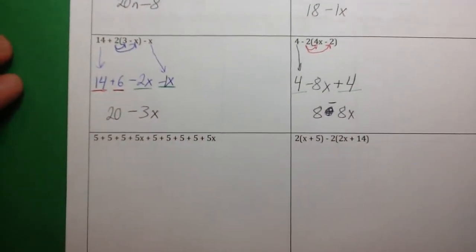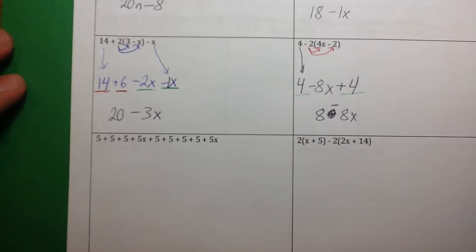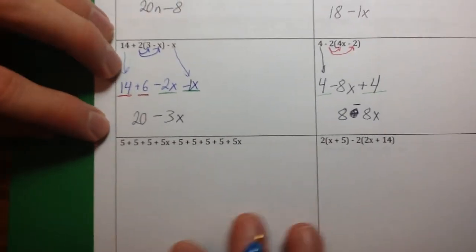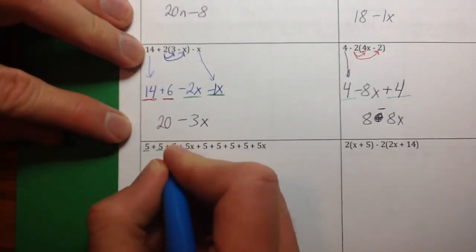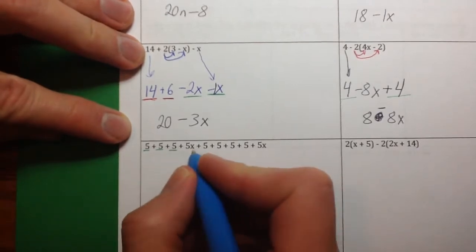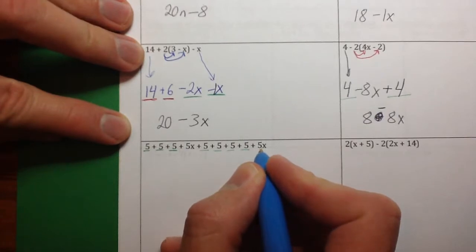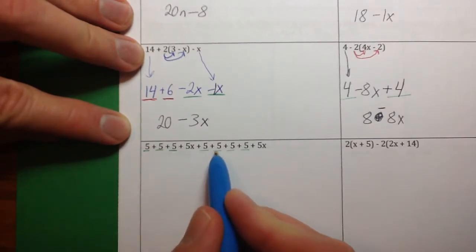Okay, this one's fun. 5 plus 5 plus 5 plus 5 plus 5 plus 5 plus 5 plus 5x. What? Okay, let's find like terms. 5, 5, 5. Okay, not 5x. 5, 5, 5. Nope. Regular numbers with no variables, they're always like terms.